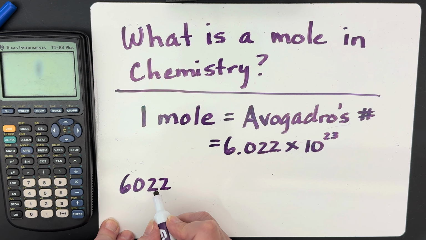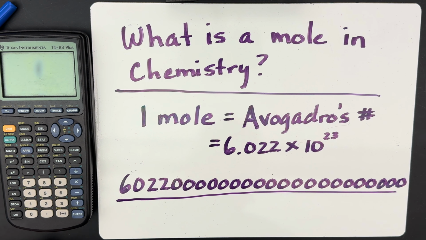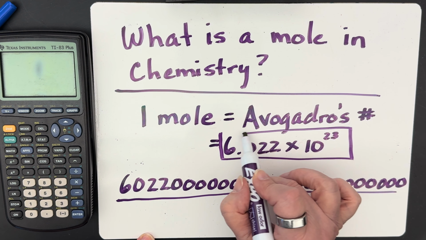So a dozen is 12 things. A mole is this many things. Much easier to write in scientific notation like that.